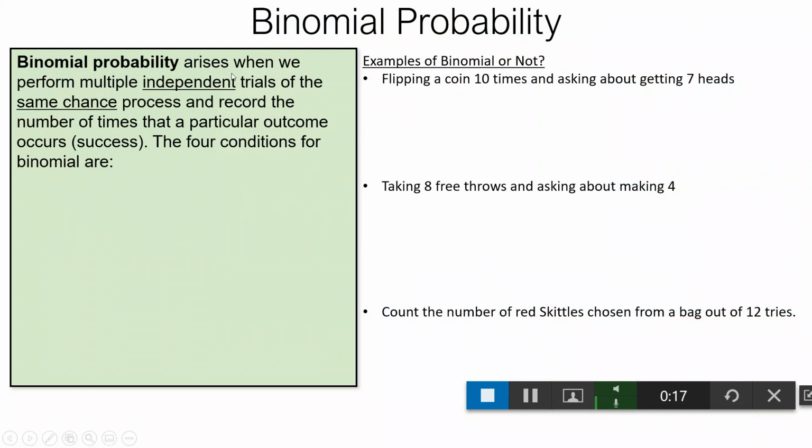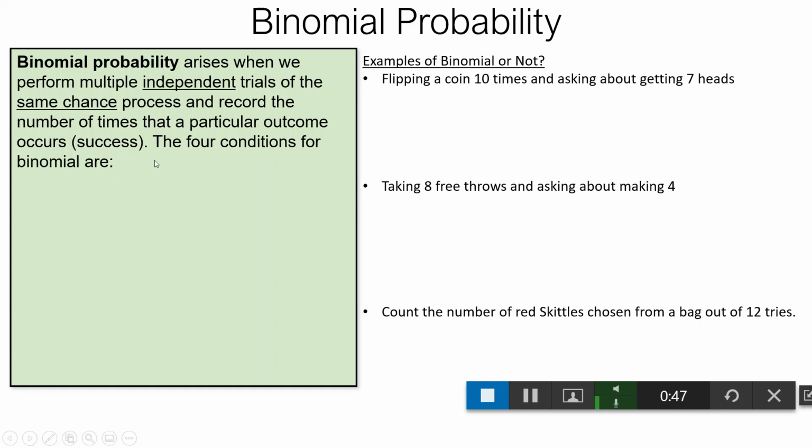All right, so when does binomial probability happen and what is it? Well, we have multiple trials. So we're doing things over and over and over again, and these trials are independent of each other. So one does not affect the other. There is the same chance of recording a success every single trial. And success is whatever we call success. It doesn't necessarily have to be something good. It's whatever we decide to be success. Like flipping a coin, we usually say heads is success.